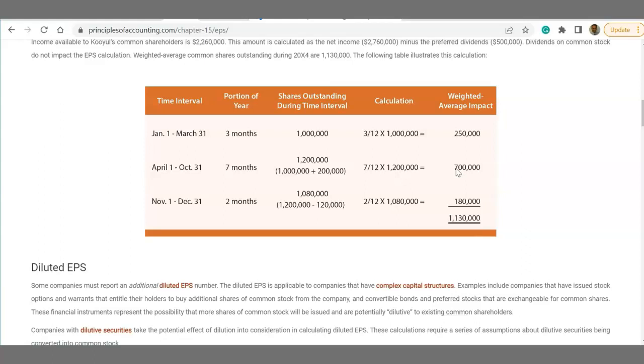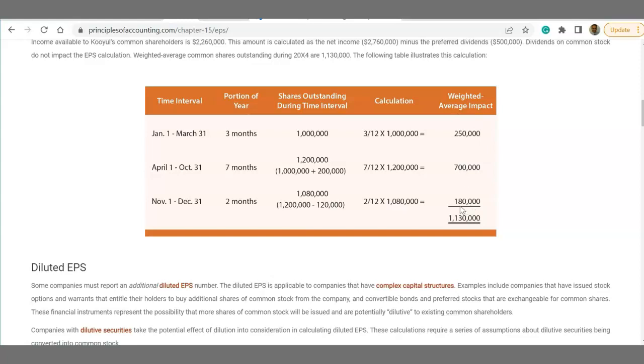And then for the last 2 months of the year, we had a treasury stock buyback of our own stock of 120,000. So the number of shares outstanding for the last 2 months was only 1,080,000, and 2 out of 12 months times 1,080,000 gives us a weighted average of about 180,000 shares.